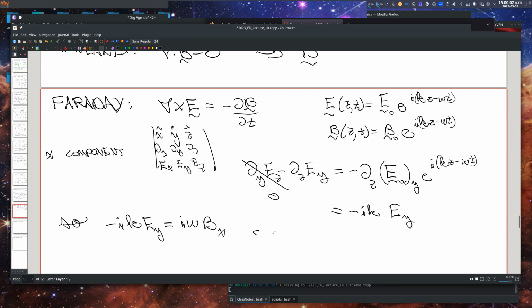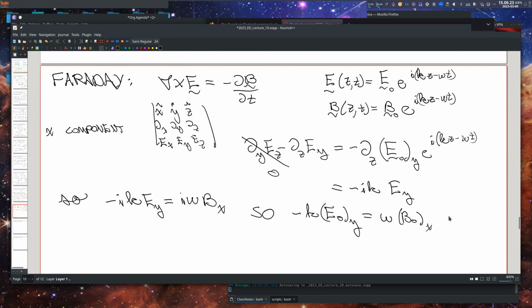So what that means is that my coefficients, so I can just remove the i. So I've got minus k with the E0 component along y has to be equal to omega times the B0 component along x. Okay, that's what Faraday in the x direction tells me.